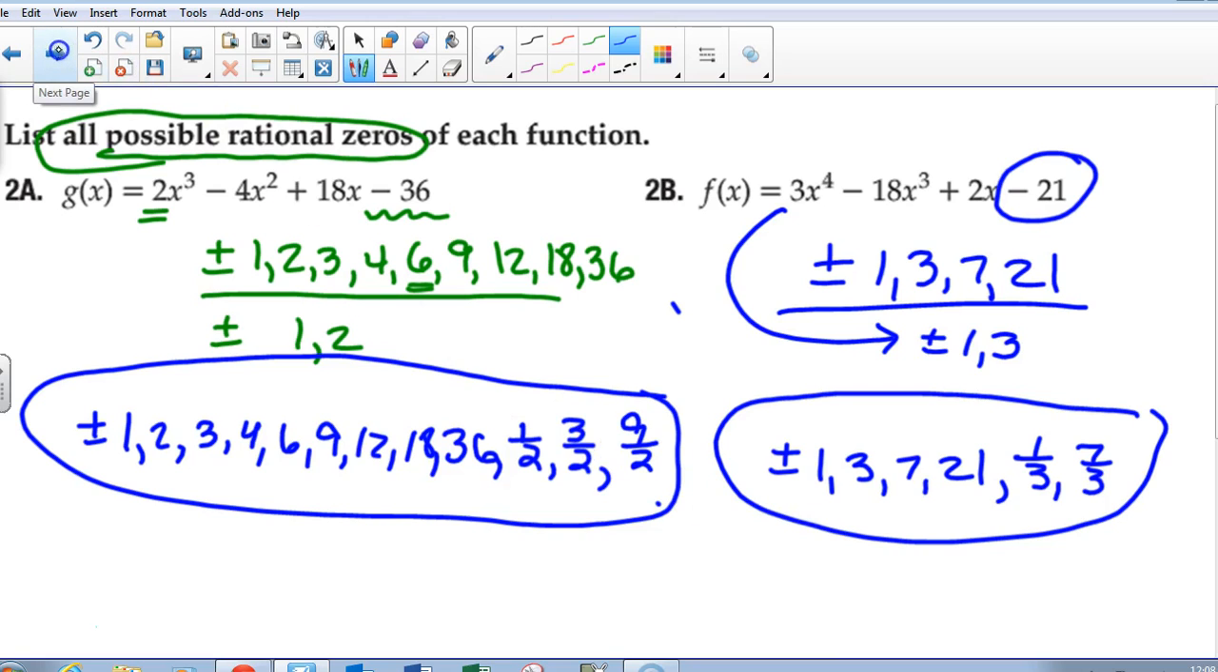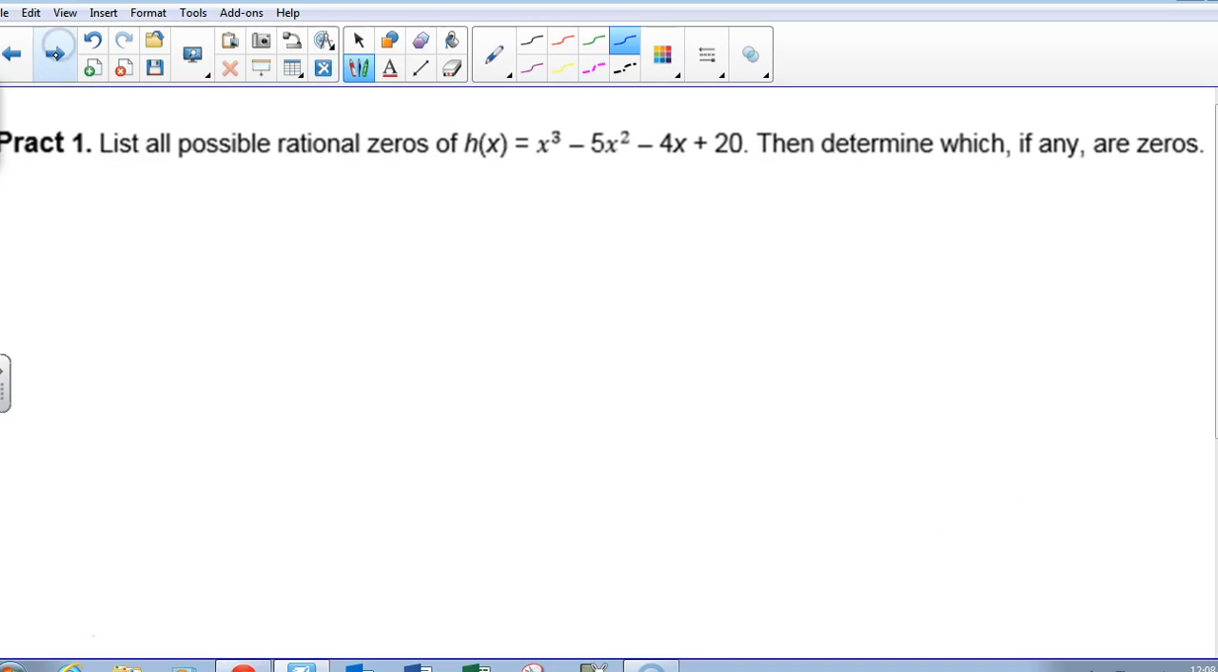But you get that whole possible rational zeros thing. You could find those easily. All right. Here's the one you have on your worksheet. List all the possible rational zeros. The constant is 20 and the leading coefficient is 1. So they are what? 1, 2, 4, 5, 10.